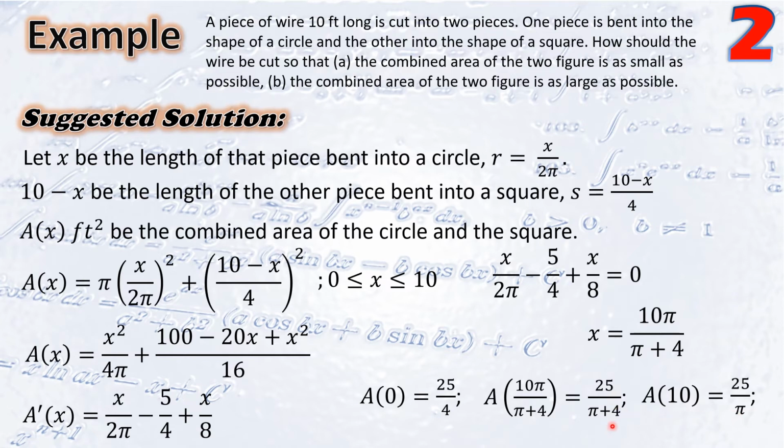25 over pi plus 4 is approximately equal to 3.5, and 25 over pi is approximately equal to 8. Therefore, A has an absolute minimum value when x is equal to 10 pi over pi plus 4, and A has an absolute maximum value when x is equal to 10.